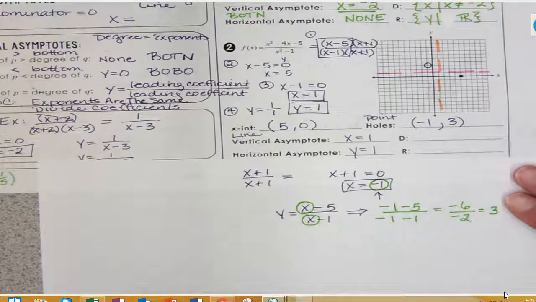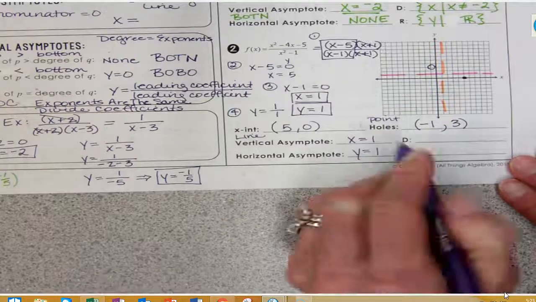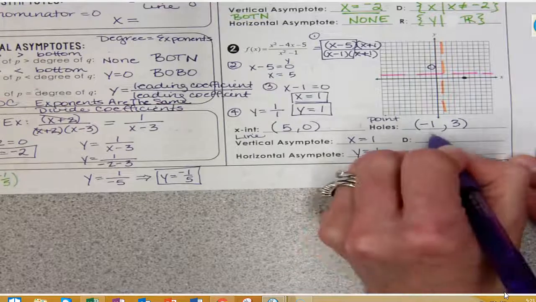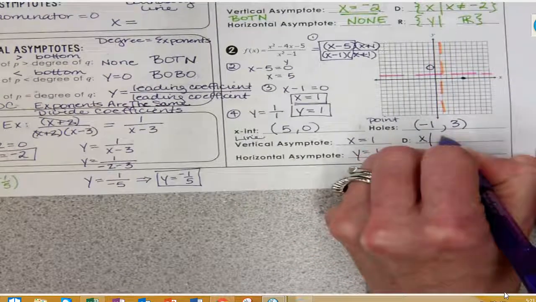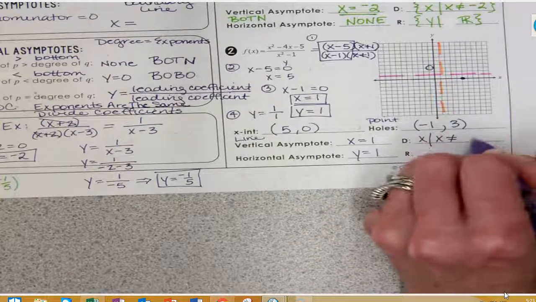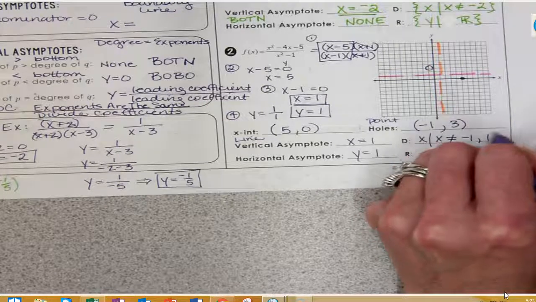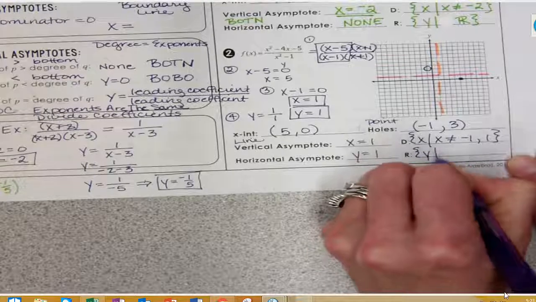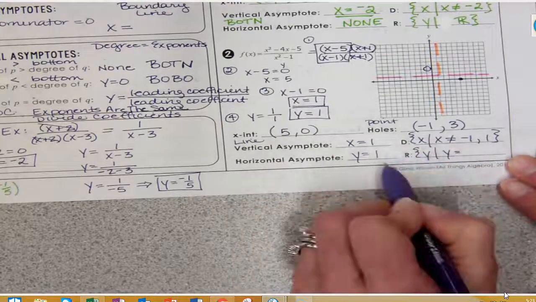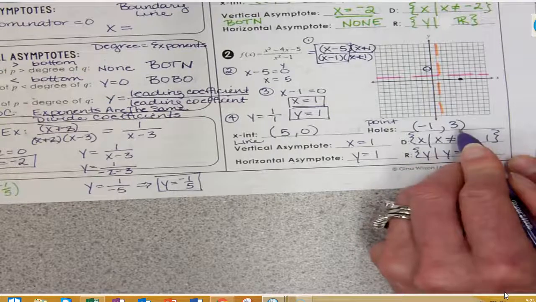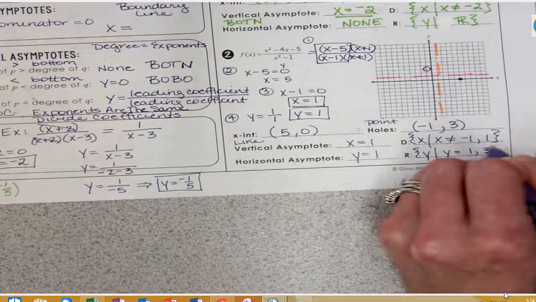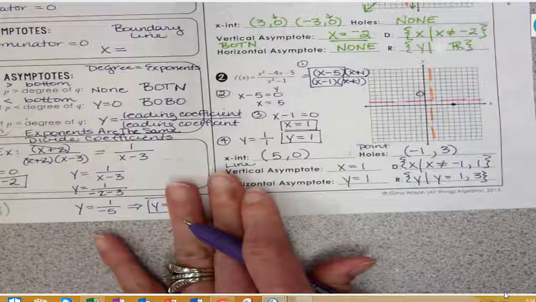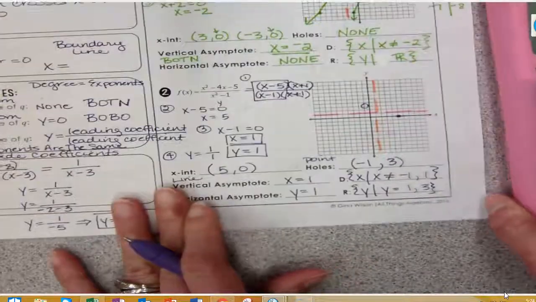So now when I'm looking at my domain, I have to take into consideration the asymptote as well as the hole. So x can never be -1 or +1. And y can be any number except 1 and 3. So now I'm going to graph that.